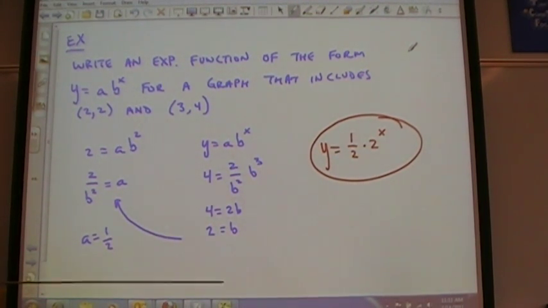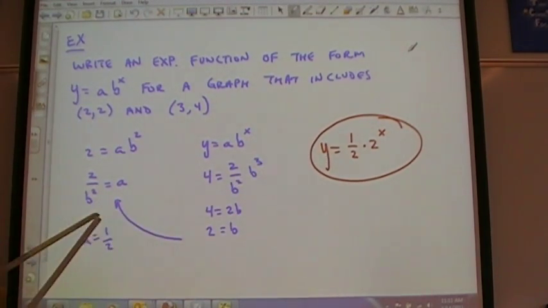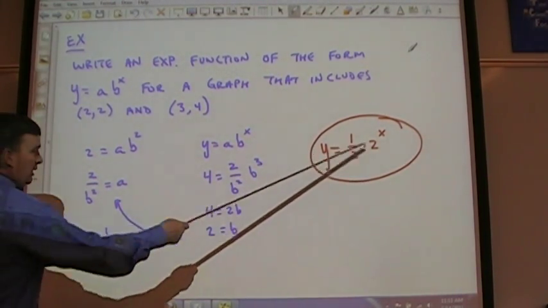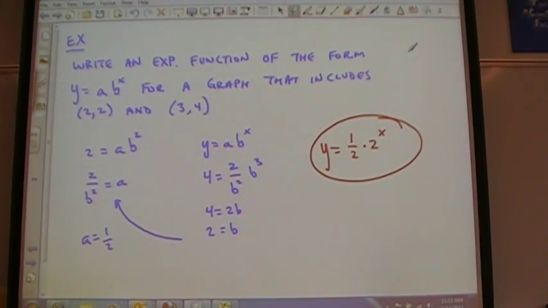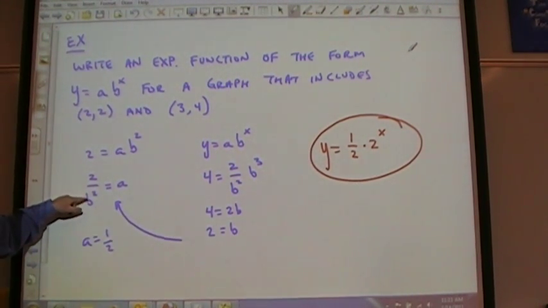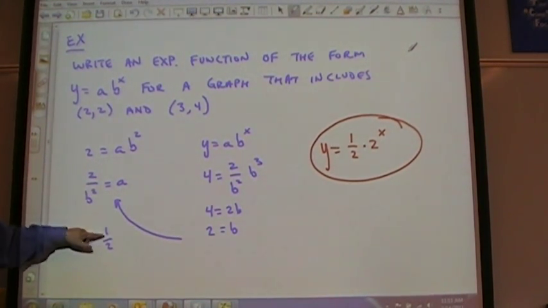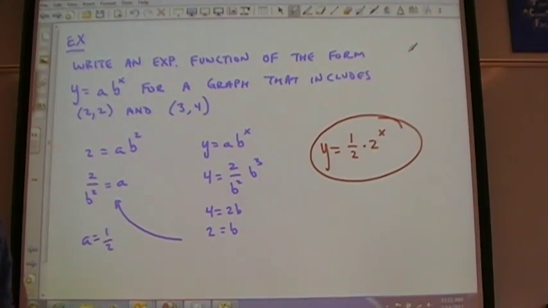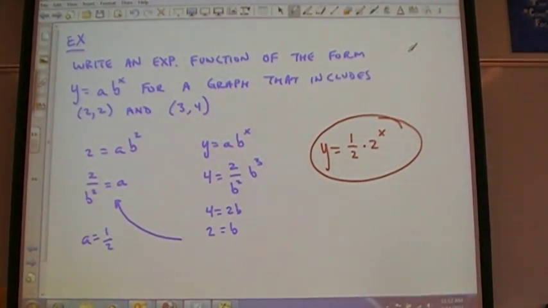x and y are unknowns. So here's your equation. y equals 1/2, which is a, times 2, which is b, to the x power. How did you get the 1/2? I plugged 2 in for b. What's 2 squared? 4. So a was 2 over 4, which is 1/2.